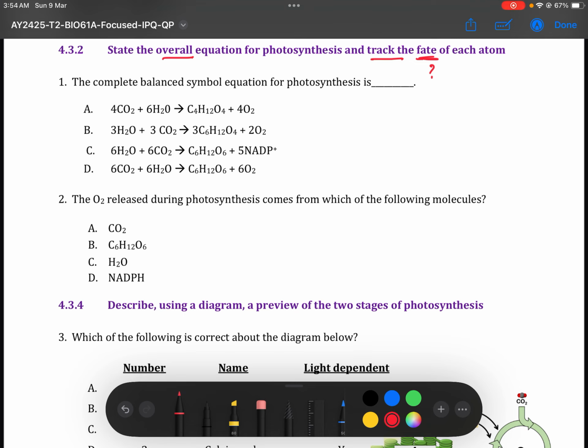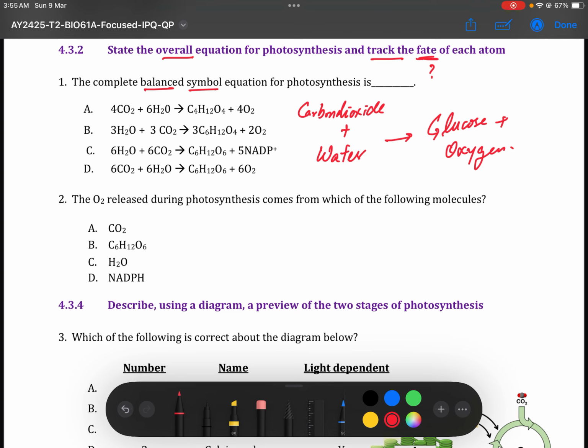So we need to go over the overall equation, and we know that the overall equation is carbon dioxide plus water gives you glucose plus oxygen, where oxygen is lost as a waste product. So this is the equation, but they have asked for the complete balanced symbol equation for photosynthesis. So we know two things here.